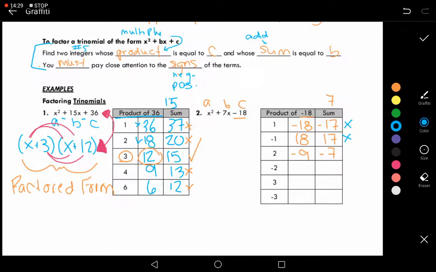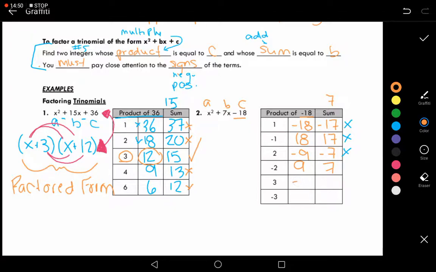Don't get too excited because we have that negative sign, so we know that it can't be that one either. So we have to keep going. Negative 2 times positive 9, though, will also give me negative 18. And if I add those together, I will get 7. So there's hope there. It could be those ones, but we're just going to finish out our chart.